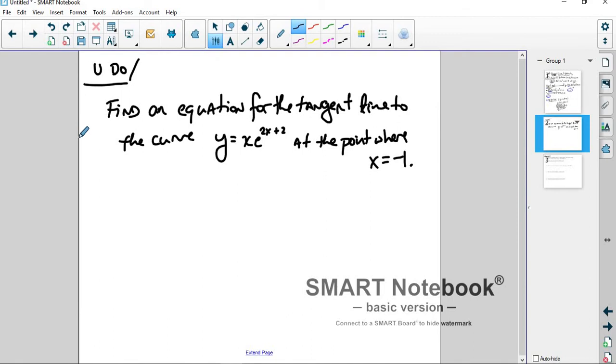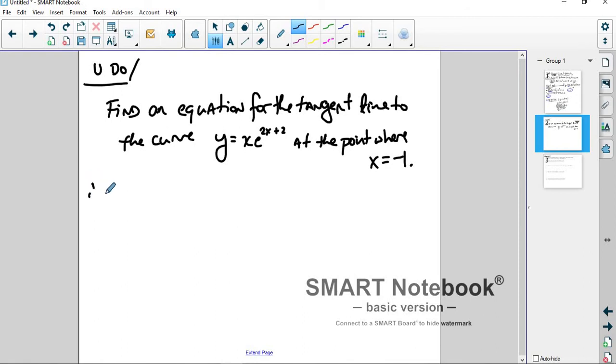Pause the video and see if you can find the equation for the tangent line to the curve y equals x e to the 2x plus 2. The derivative's a little bit more complicated here. And the point you're given is x equal to negative 1 this time. So remember what you did, pause the video, go back if you have to, and try this problem. I'll see you in a minute.